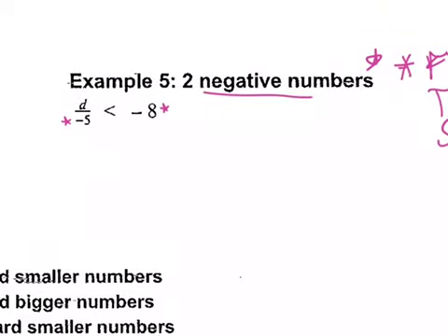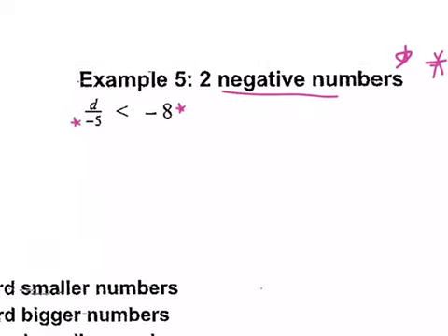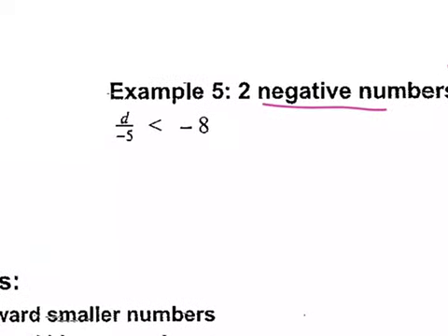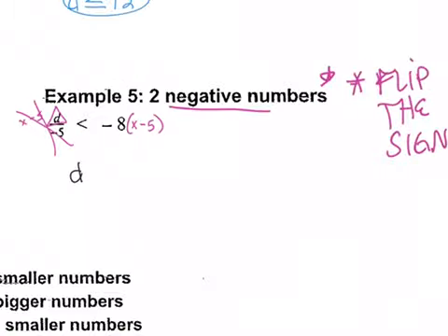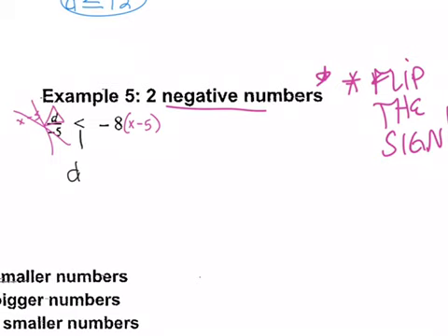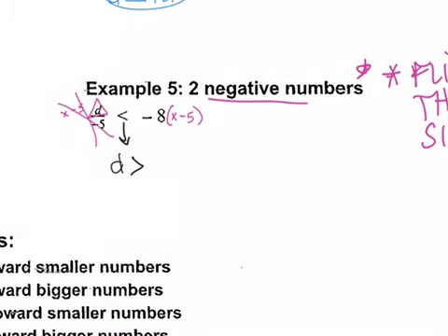So I've got d divided by negative 5 is less than negative 8. So something divided by negative 5 is less than negative 8. Remember, if it's division, the opposite to get that variable by itself would be to multiply. So times negative 5 on both sides. So it'll cancel out there. And then I'm left with d. Remember, flip the sign. So this guy turns into this guy. And negative 8 times negative 5 is positive 40.